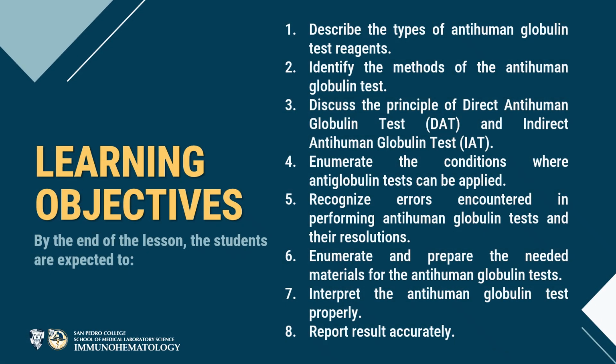By the end of this section, you should be able to describe the types of anti-human globulin test reagents, identify the methods of the anti-human globulin test, discuss the principle of the direct AHG test or the DAT, and indirect AHG test or IAT. Enumerate the conditions where globulin tests can be applied, recognize errors encountered in performing AHG tests and their resolutions, enumerate and prepare the needed materials for AHG tests, and interpret the AHG test properly and report results accurately.